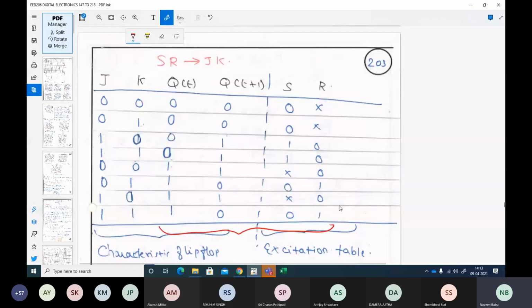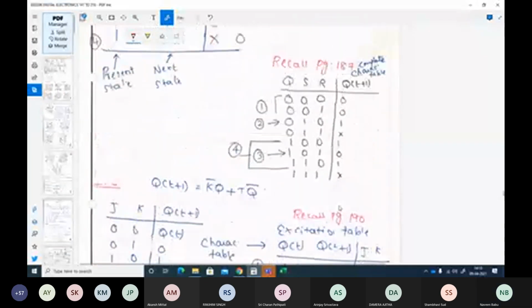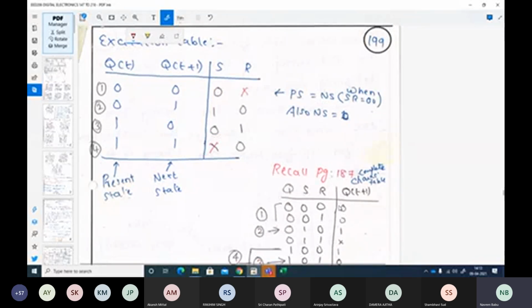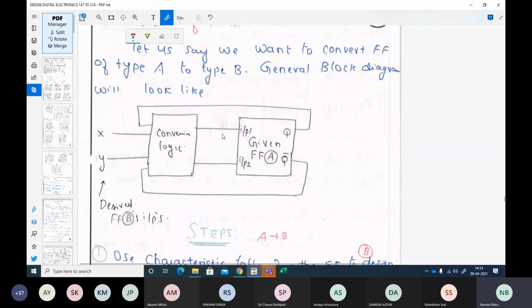I'll just show you how the excitation table will look for an SR flip-flop. So this is how the excitation table of an SR flip-flop is going to look. What does this mean? 0, 0 corresponds to 0x, 1, 1 corresponds to x0, 0, 1 corresponds to 1, 0, and 1, 0 corresponds to 0, 1. This is the reason I asked you to remember this, because these will not be given anywhere in your question paper, and if you make a mistake here, then every design will go wrong. That is why I asked you to remember.